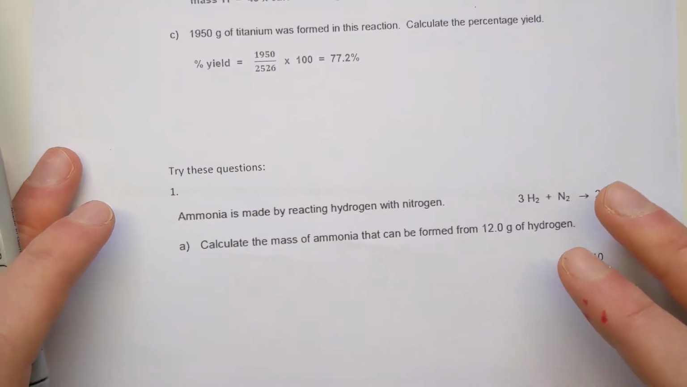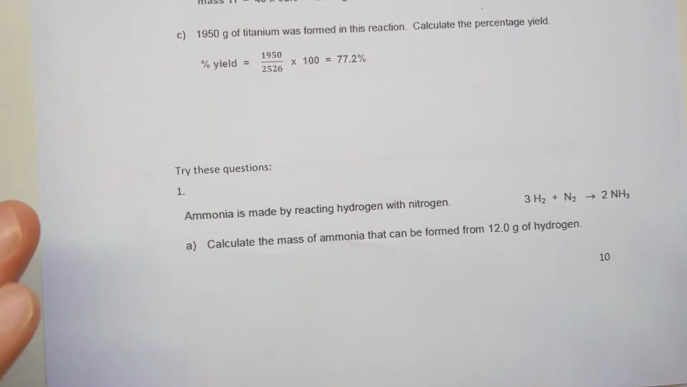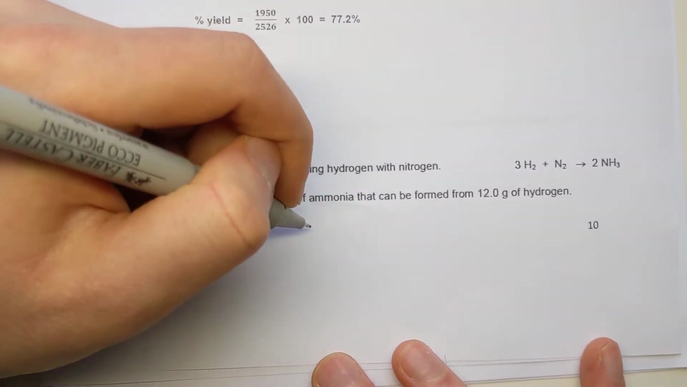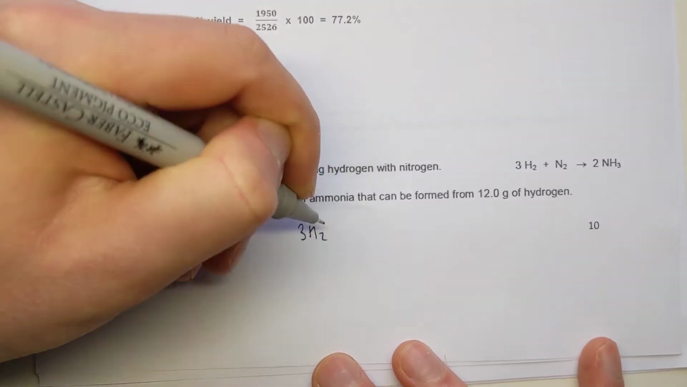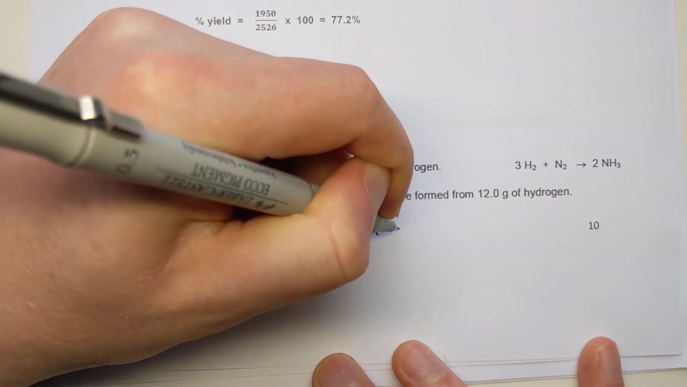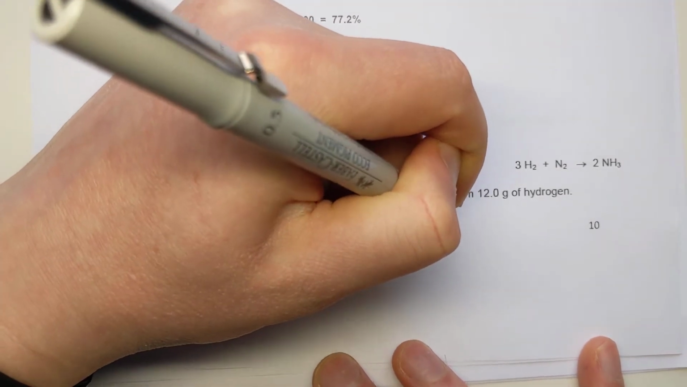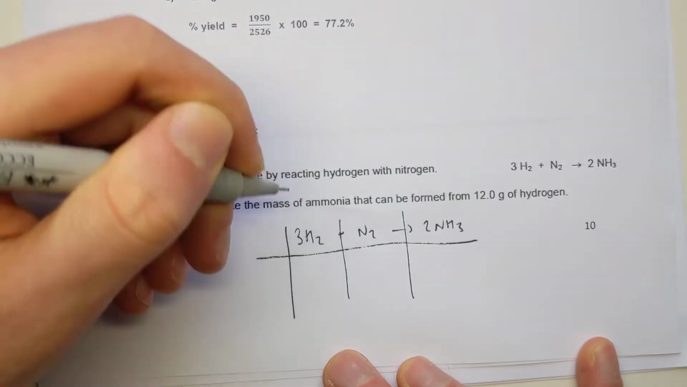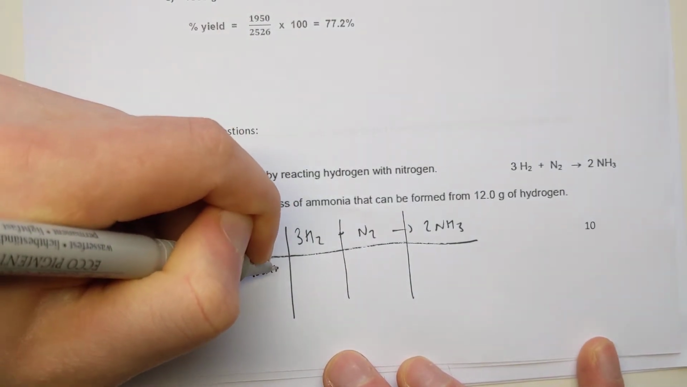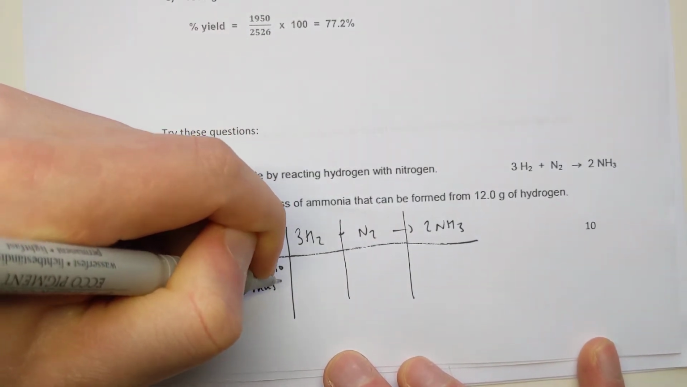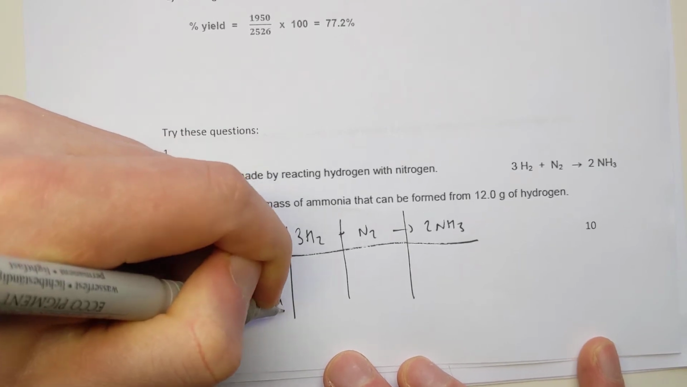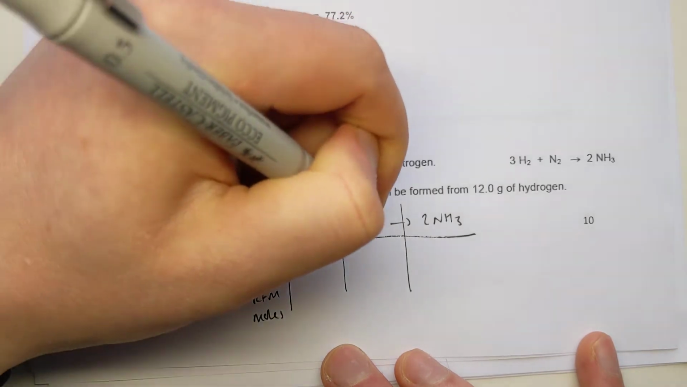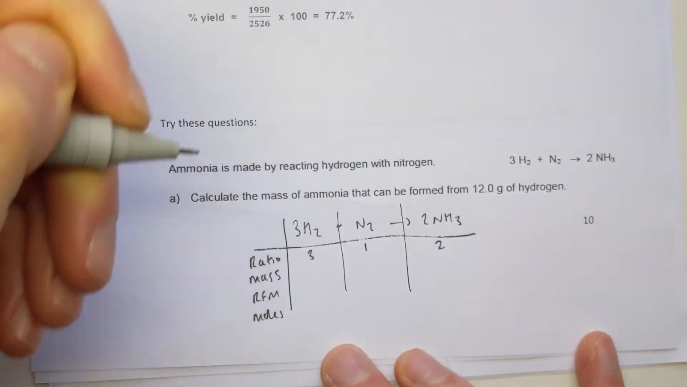Part A is, again, hopefully familiar by now. It's a standard reacting mass question. And again, a lot of people prefer the table method, so I'll do it here. So write out your equation. 3 hydrogens and a nitrogen makes 2 NH3s, which are ammonia. Normal headings here: ratio, mass, RFM, moles. Just fill in my ratio first. 3 hydrogens react with 1 nitrogen to make 2 ammonias.